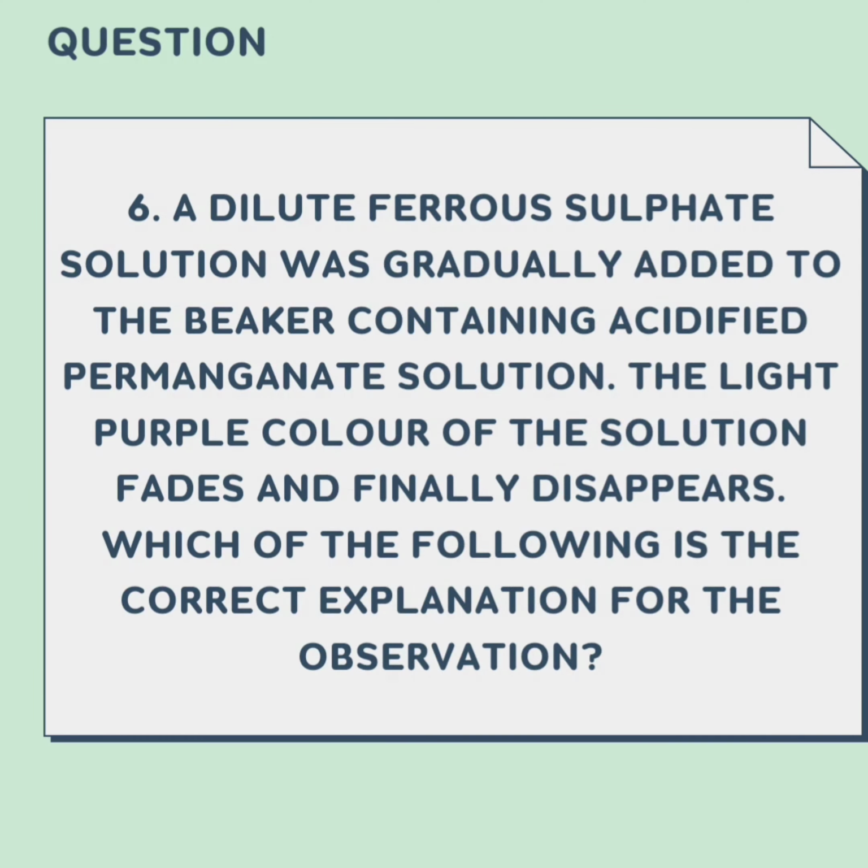6. A dilute ferrous sulfate solution was gradually added to the beaker containing acidified permanganate solution. The light purple color of the solution fades and finally disappears. Which of the following is the correct explanation for the observation?